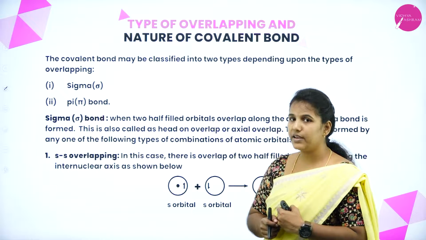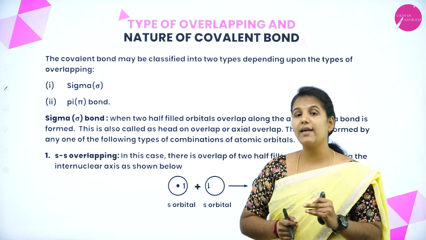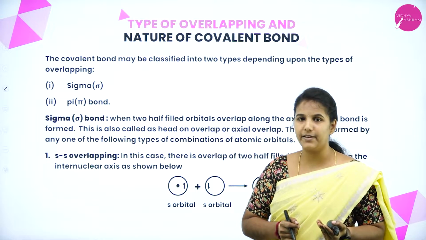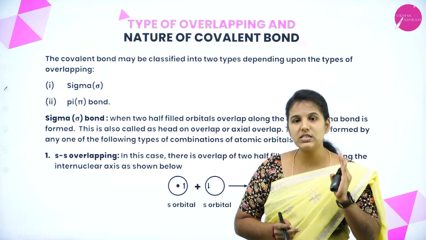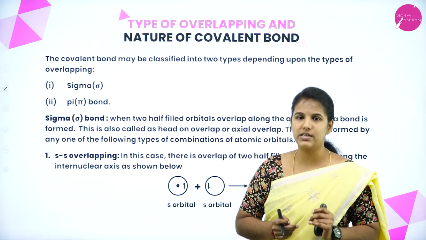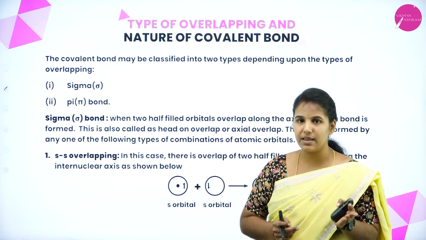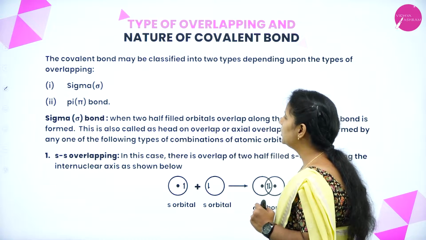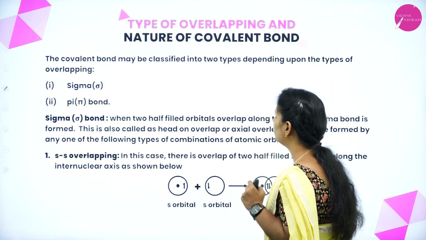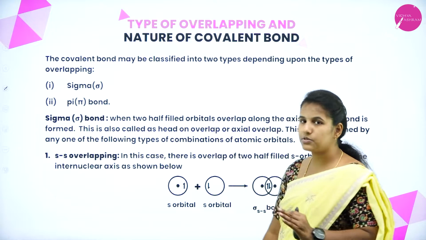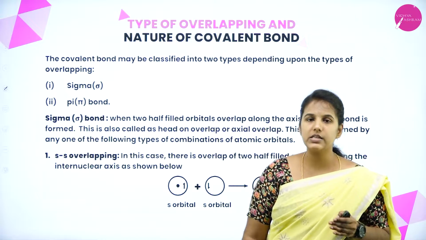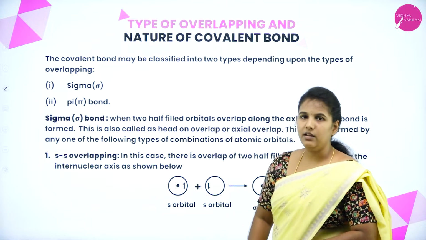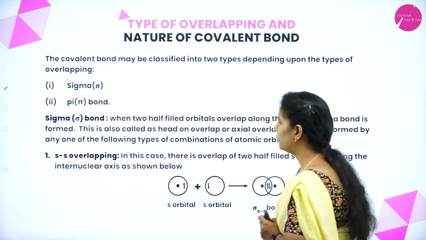So, already I have explained that if overlapping is taking place sideways, we say it is a pi bond. If the overlapping is taking place on the axial side, then we say it is a sigma bond. So, covalent bonds are classified into 2 types depending upon the types of overlapping. The first is sigma bond and the next is pi bond. So, let us see what a sigma bond is first.